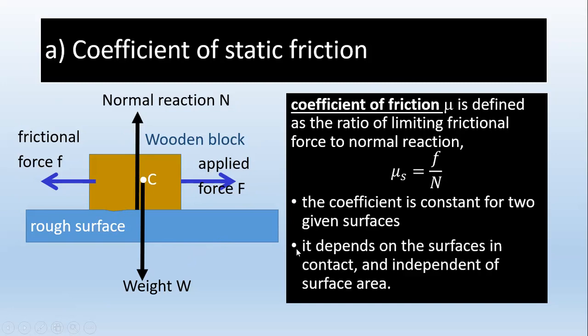Right? So the coefficient is constant for two given surfaces. These two surfaces, the rough surface and the wooden block surface, it is constant. It depends on the surface in contact, what type of surface they are in contact, and is independent of the surface area. For two particular materials, the friction coefficient is constant. That's what it means. So that is our definition, but to calculate it, we can replace N with W.